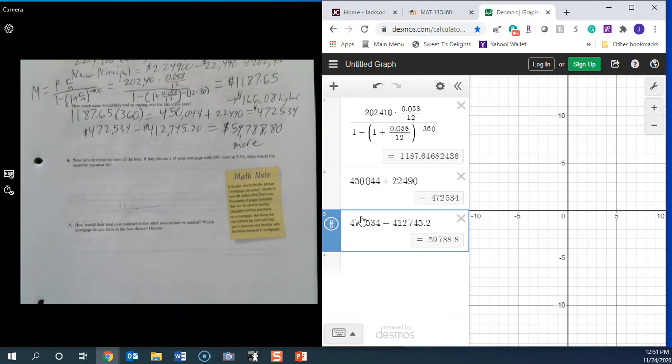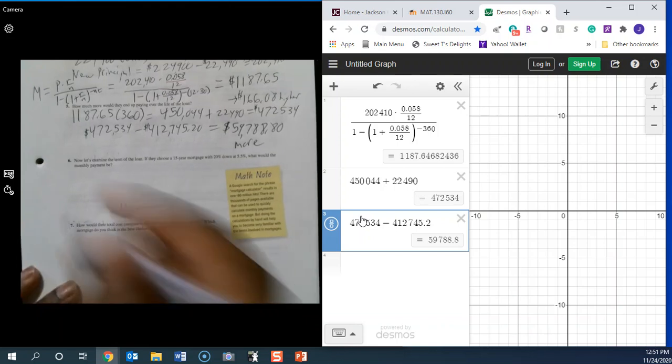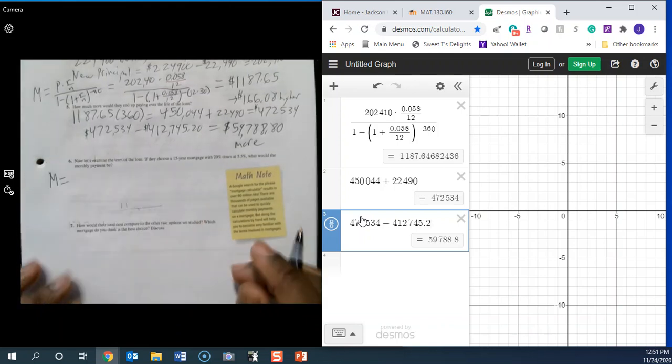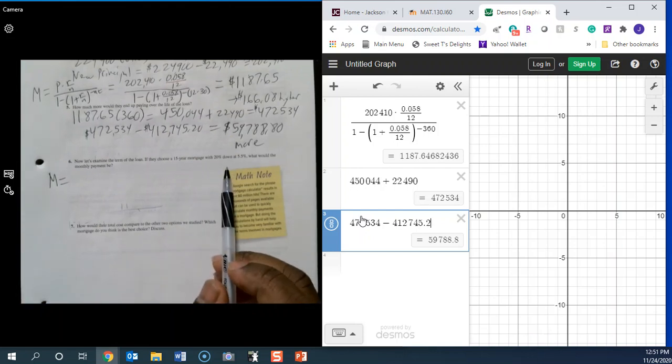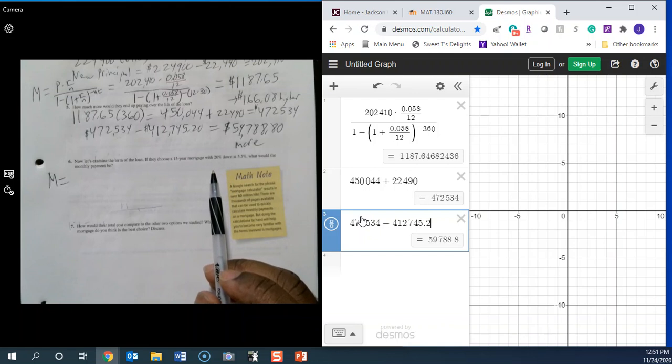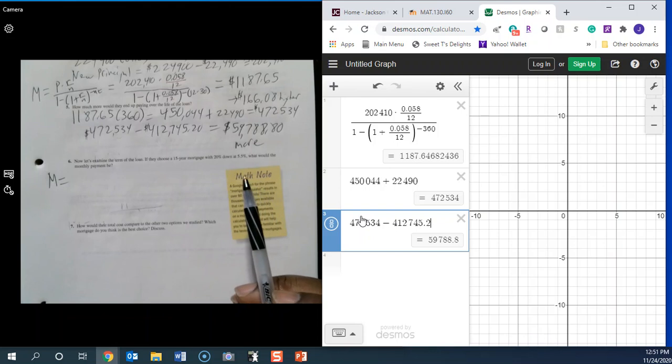Okay, number 6. Now let's examine the term of the loans. If they choose a 15-year mortgage with 20% down at 5.5%, what would the monthly payment be? So using that same formula, now we already know what the 20% down ended up giving us. That was actually on page 257, problem 17.